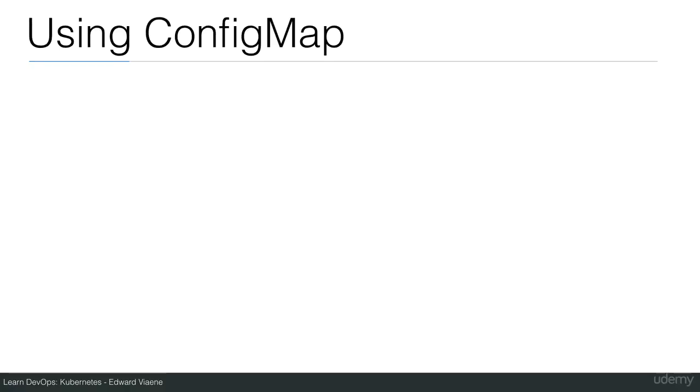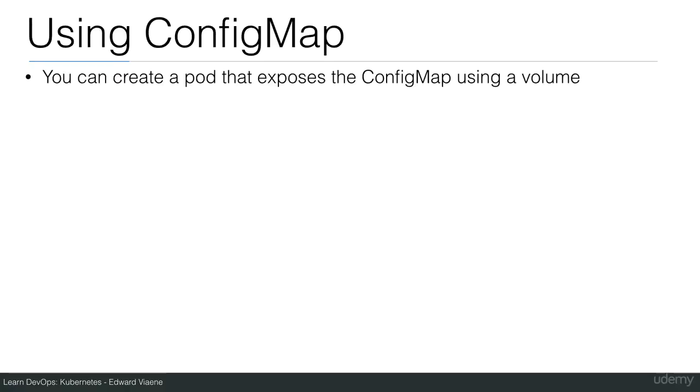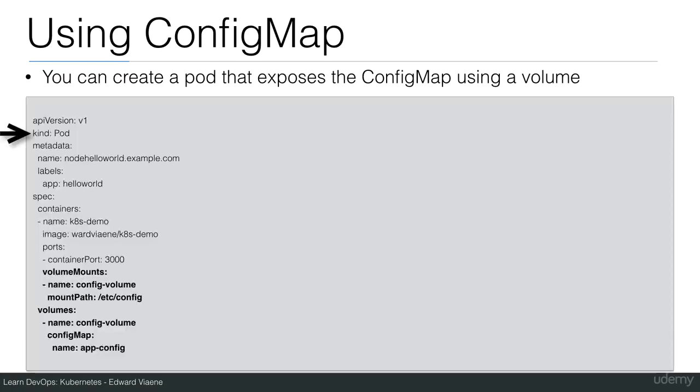How do you use a config map then? You can create a pod that exposes a config map using a volume. Here we have a pod, still our Kubernetes demo, still container port 3000. We have volume mounts. The name is config-volume and the mount path is /etc/config. So we're going to mount a volume in /etc/config. The volume itself is just referring to this config map that we used earlier.